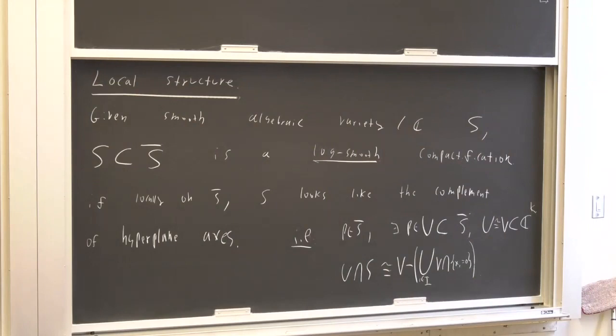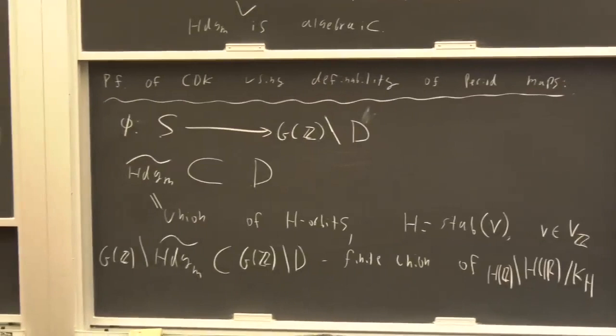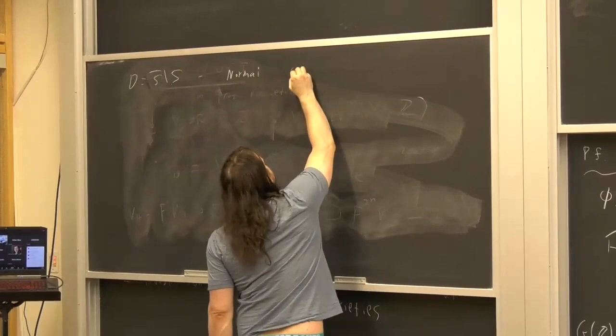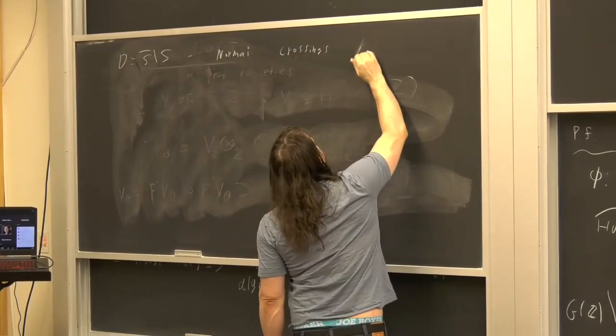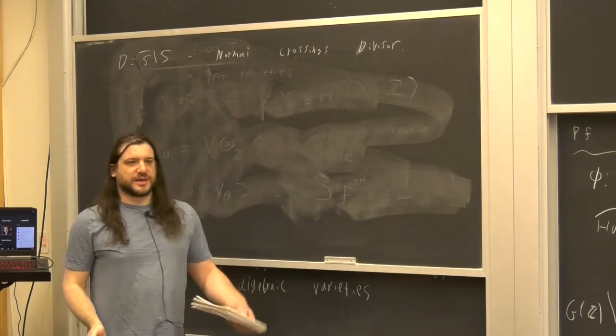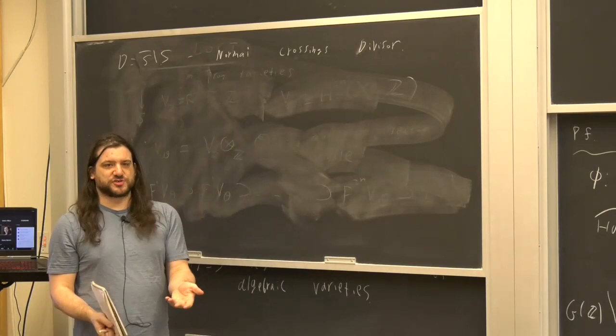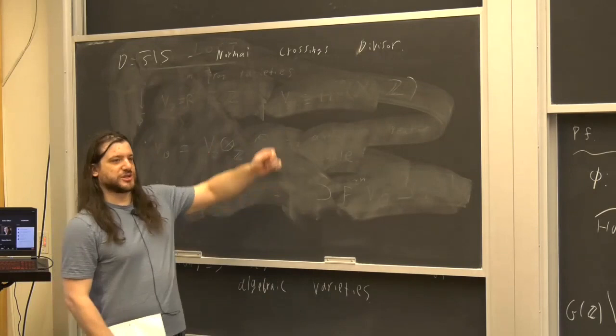You call this D, which is the complement of S in S bar. It's called the normal crossings divisor. What D looks like is basically a bunch of smooth varieties, codimension one, which can intersect along codimension two sets in transverse ways, and then intersect further transversely along codimension three sets and so forth. So it's locally like an intersection of coordinate axes.